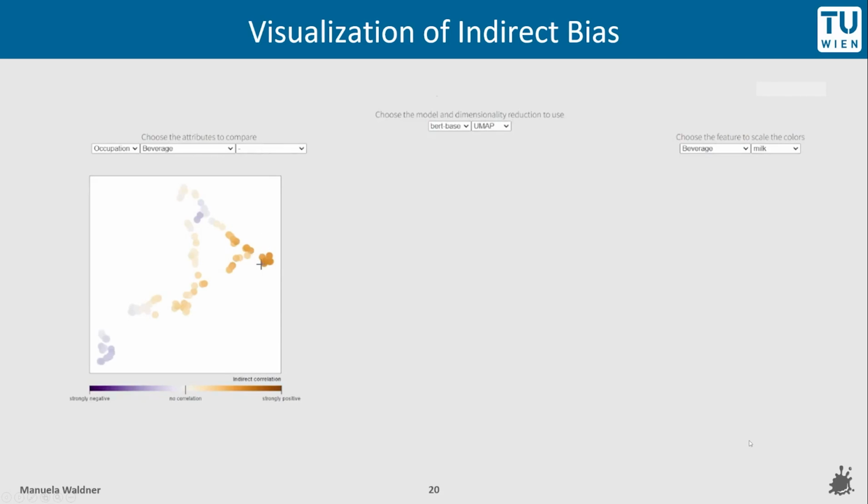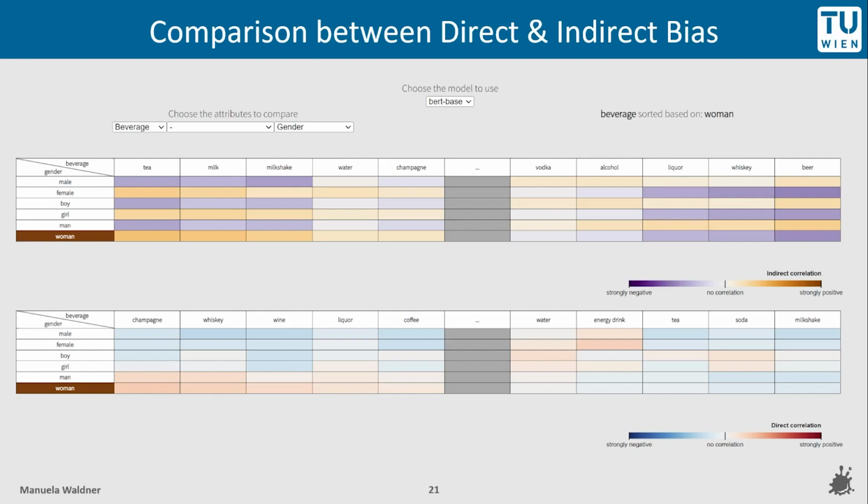To explore if a sensitive attribute can explain the similarities of occupations with respect to beverages, we can choose it for color mapping. Here we see that the association with female leads to a systematic color change with respect to the layout. This indicates that the sensitive attribute gender can explain the beverage preferences predicted for the different occupations.